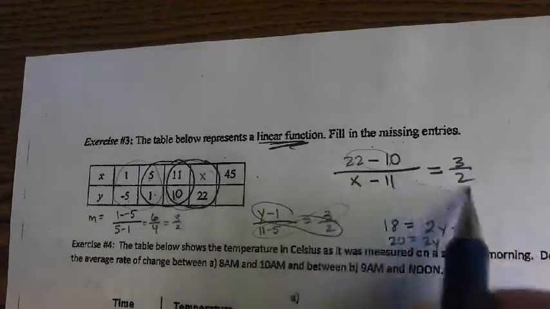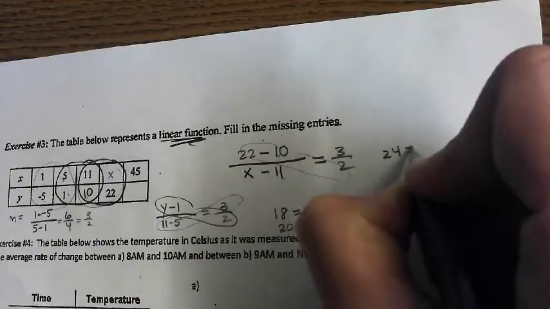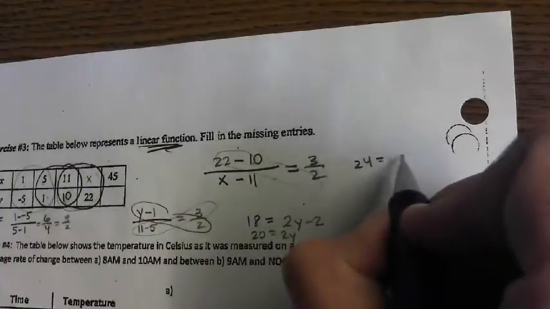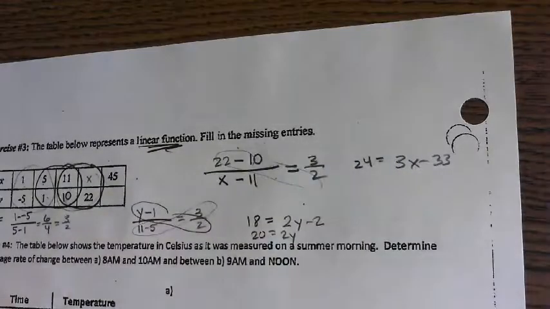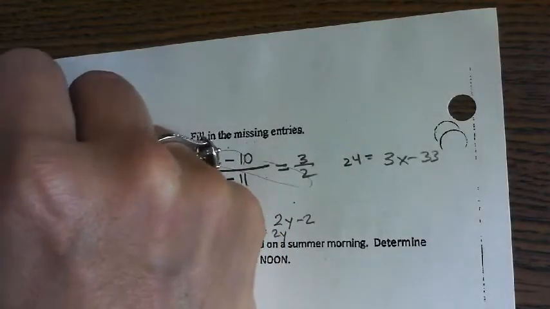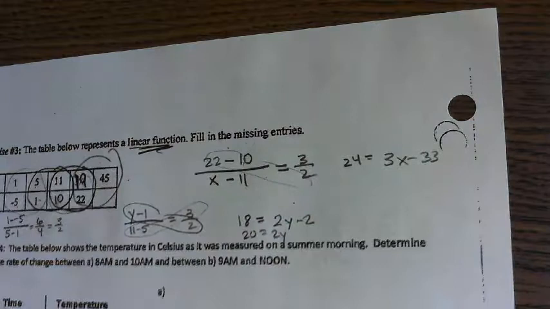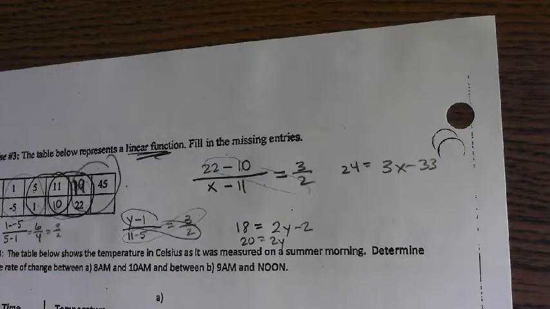22 minus 10, for the record, is 12. 12 times 2 is 24. 3 times x minus 11 is 3x minus 33. Do we get the point? Solve for that. Add your 33. Oh boy, 24 plus 33. 24, 34, 44, 54, 57. And then 57 divided both sides by 3 is going to give us 19. And then we would carry on to the last and final point. Okay?